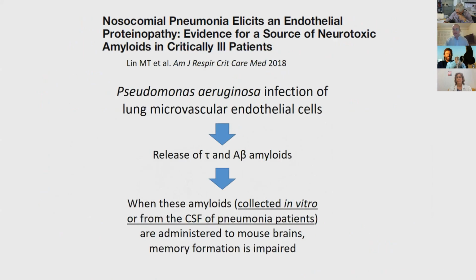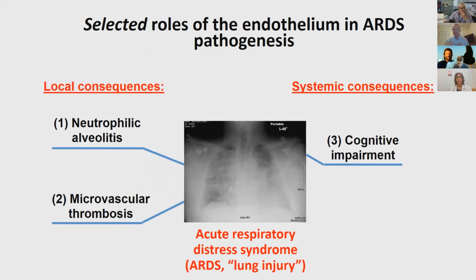these amyloids. If you took those amyloids from the CSF of pneumonia patients and gave them to mice, that by itself was sufficient to cause cognitive impairment. Again, an endothelial produced product got into the brain and causes cognitive impairment. So with that, I'd like to end.